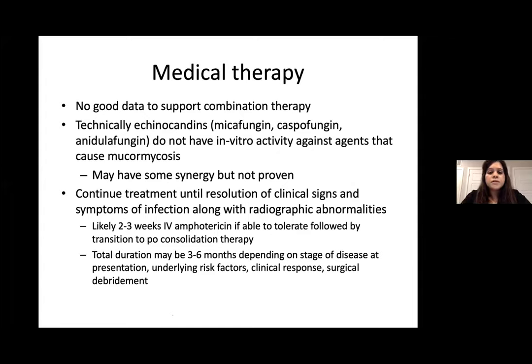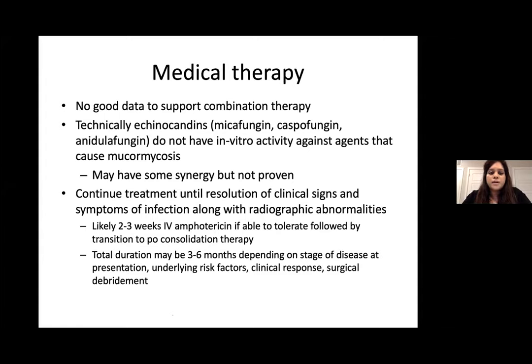There's not really any good data to support combination therapy. Sometimes if we have a very aggressive case or they are unable to be debrided for whatever reason, we have used it, at least in my anecdotal experience, combination therapy with one of the azoles that are active against Mucor and amphotericin, but it's not currently recommended to use both at the same time.